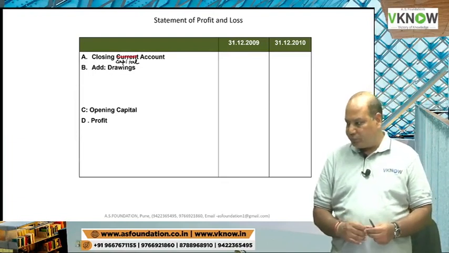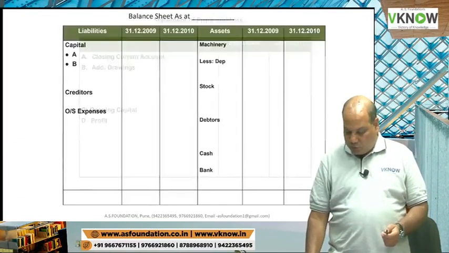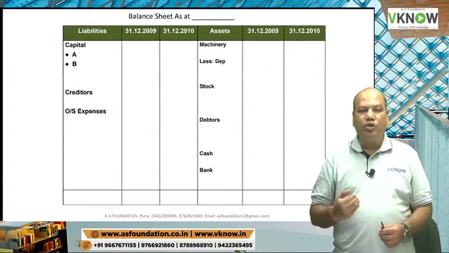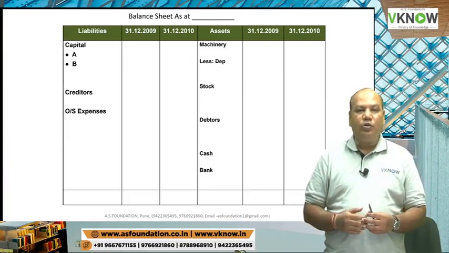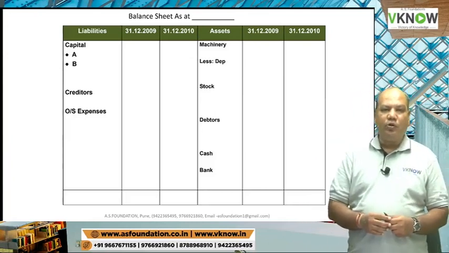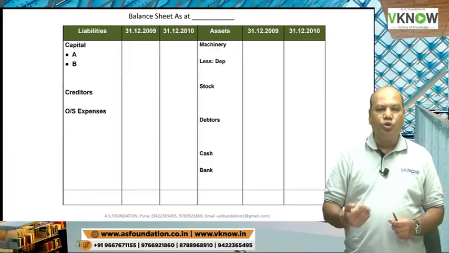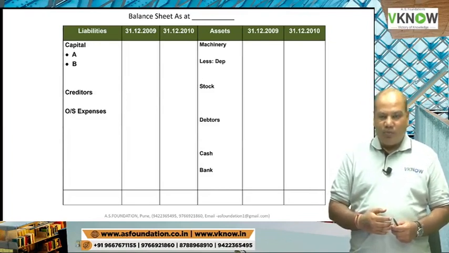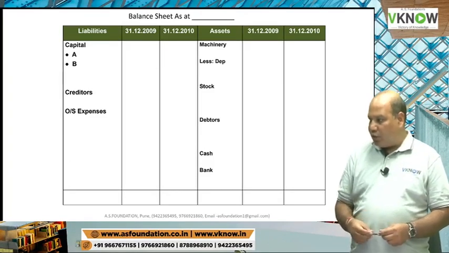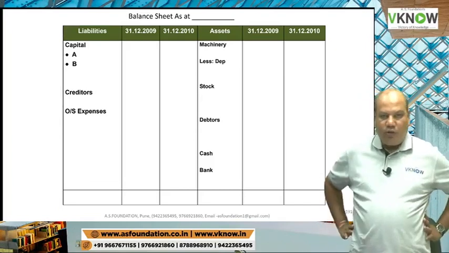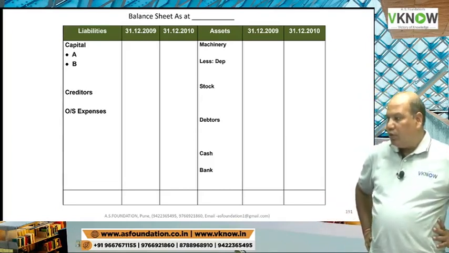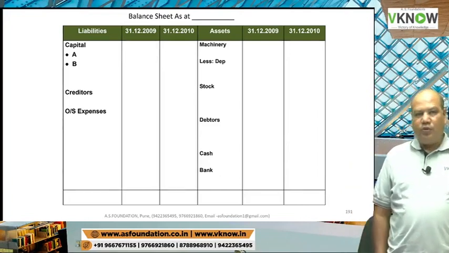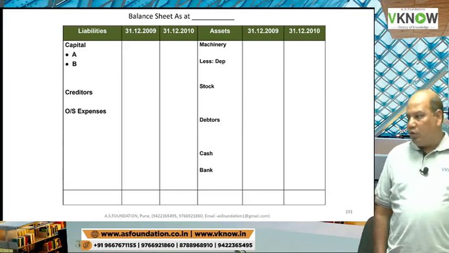Okay, everybody, come on. So after this, you write down balance sheet. 2 columns you will draw. Question has only asked you second year balance sheet. But second year balance sheet you can't prepare unless you complete the first year balance sheet also, because that first year balance sheet will give you closing capital account balances. So I will prepare both the years balance sheet. Balance sheet as at, liability side, 2 columns, 31/12/2009, 31/12/2010. Asset side, 2 columns, 31/12/2009, 31/12/2010.